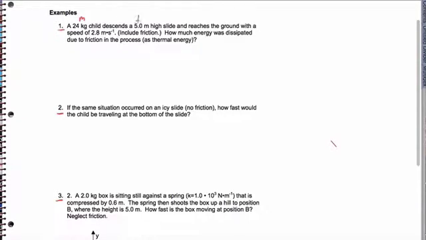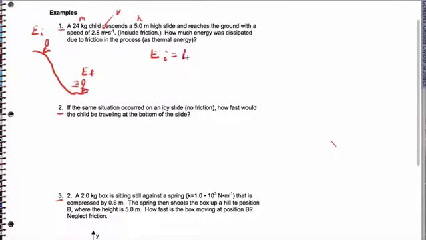This is the mass, this is the height, this is the speed that we wind up at. And we want to know how much energy was dissipated due to this friction process. So basically, we've got a kid on top of a slide. They slide like this. Actually, I'm going to just modify that. I don't want to give any indication of motion at the top. At the bottom, though, we do have motion.